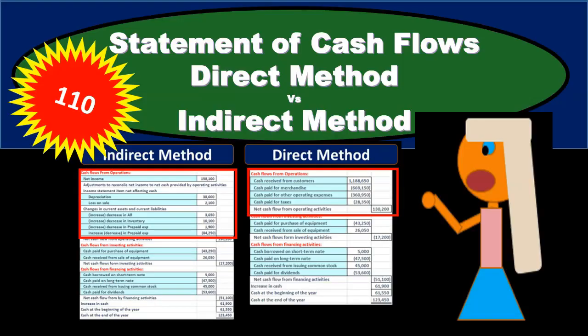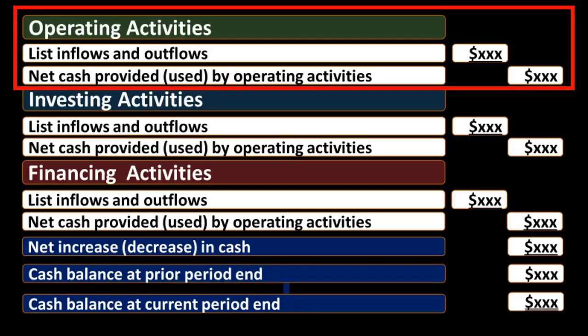In this presentation, we will compare and contrast the direct method versus the indirect method for the statement of cash flows. It's important to note that when we're comparing the direct and indirect methods, we're really only talking about the top part, the operating activities portion of the statement of cash flows. In other words, the investing activities and financing activities and end result will remain the same.